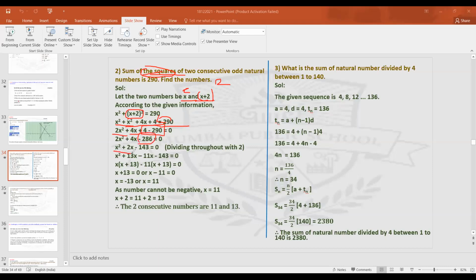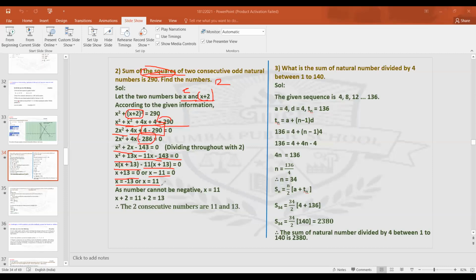So here you will get x square plus 2x minus 143 equals to 0. You'll get that as x square plus 13x minus 11x minus 143 equals to 0. You'll get that as x into x plus 13 and minus 11 into x plus 13 equals to 0. You'll get x plus 13 equals to 0 or x minus 11 equals to 0. So x is minus 13 or x equals to 11. Now, as you know, numbers, they are not negative. So what is the value you're going to consider, Dhanalakshmi?